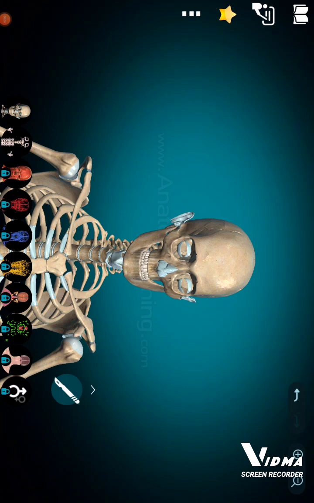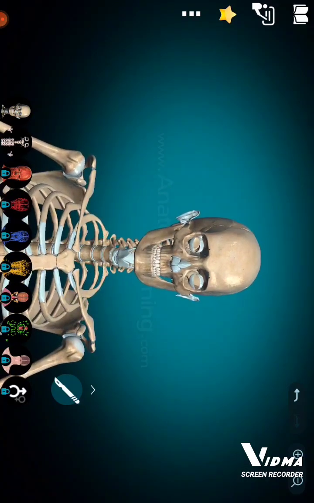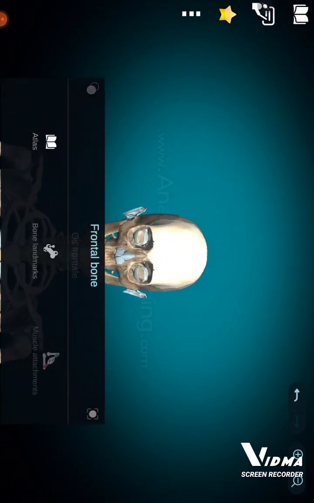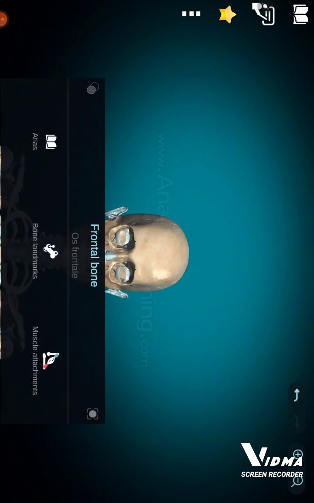Yes, here I am going to show all the bones of the skull. So when we see here skull bones, this one is called the frontal bone. Frontal bone. So it is showing the frontal bone location.